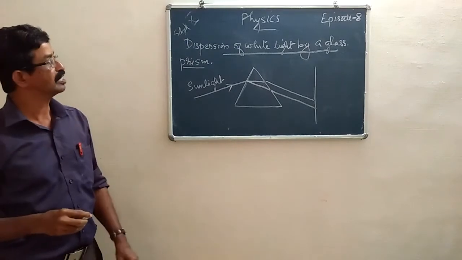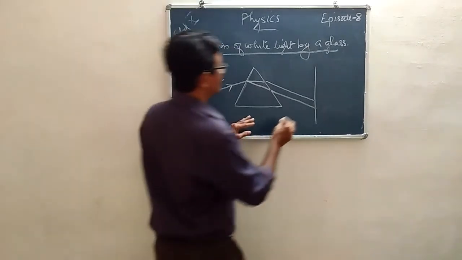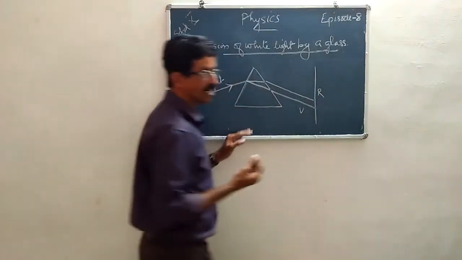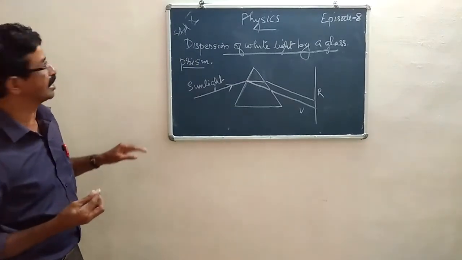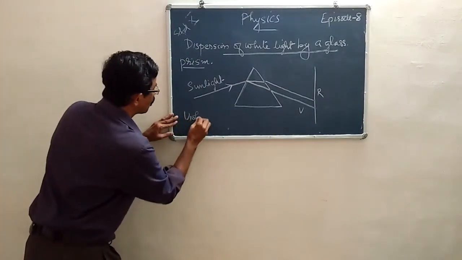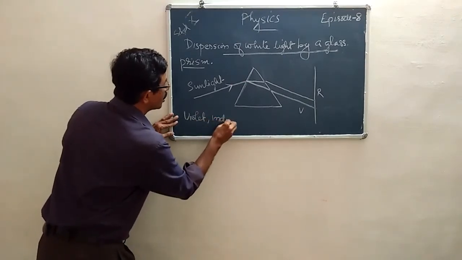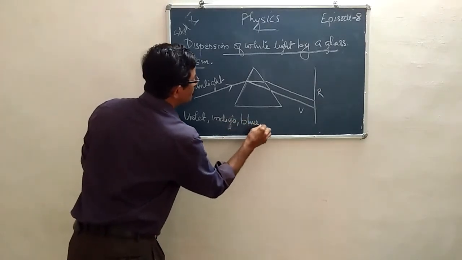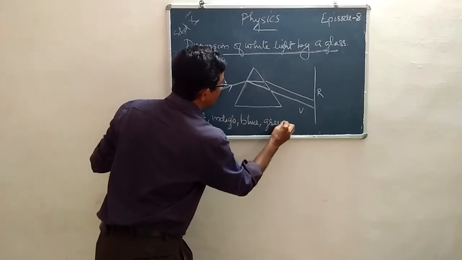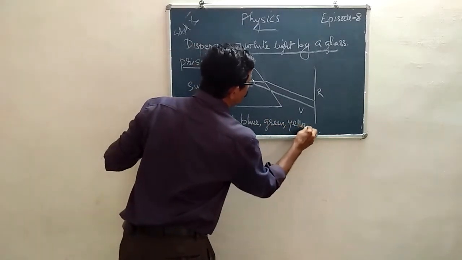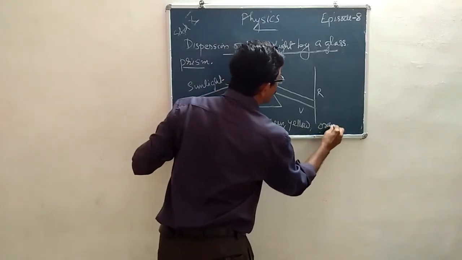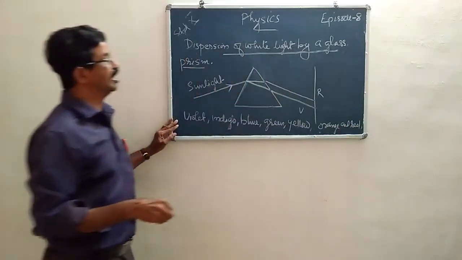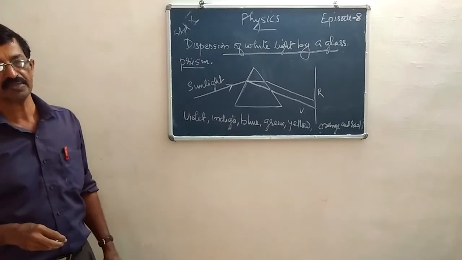This band of colors is in the order, first violet, last you get red. So the order of the colors is violet, indigo, blue, green, yellow, orange and red. These are the colors which we obtain on the screen.